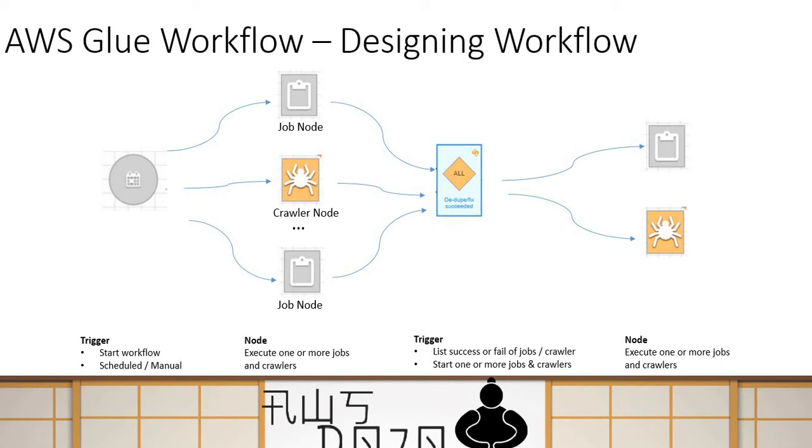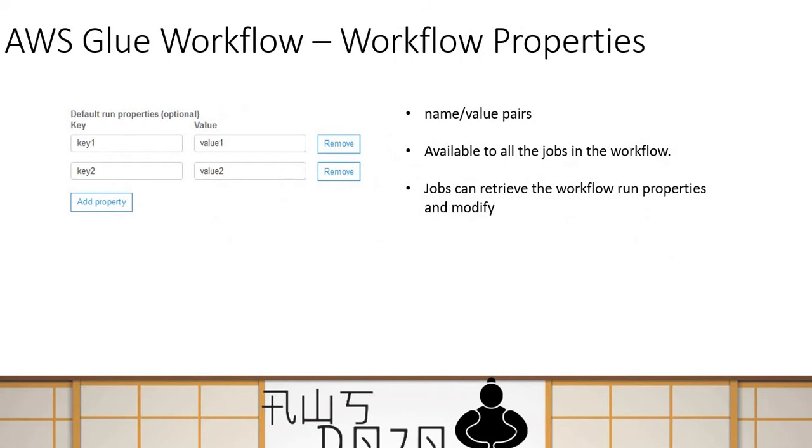Now, moving on, one more important thing and a very good feature of workflow is that you can define properties. When you're configuring your workflow, you can go to run properties, which is optional, not mandatory, and you can create this key value, name value kind of pair. The beautiful part of this key value pair is that it is available for every job running in the workflow. So every job has access to this key value, and these jobs can not only read these values, but they can also write back.